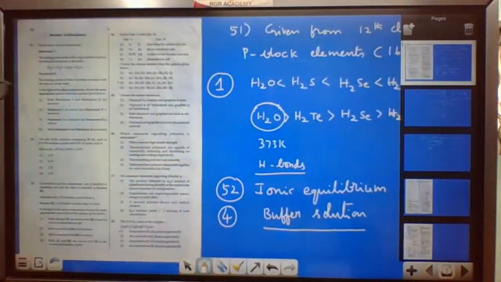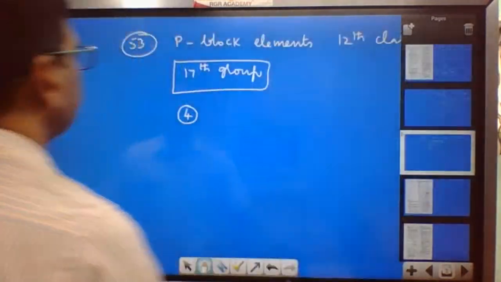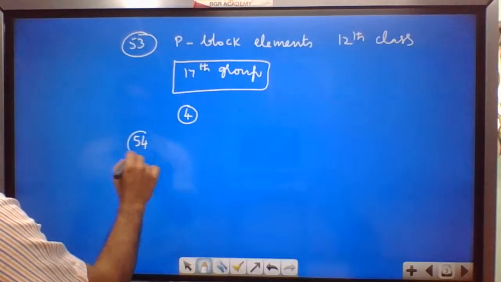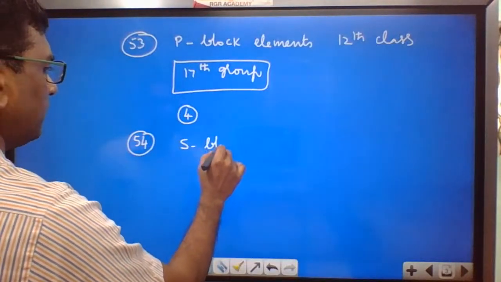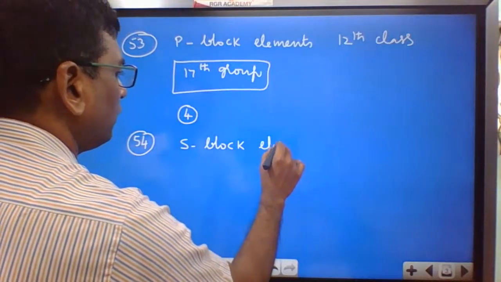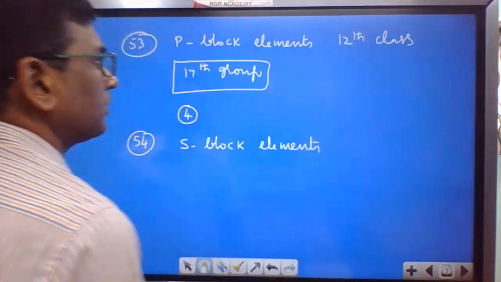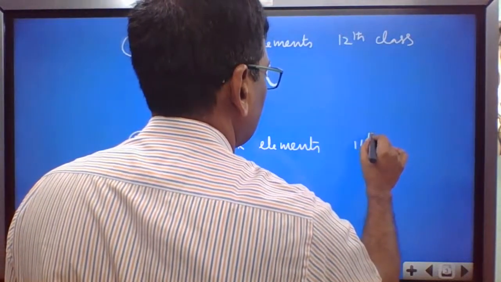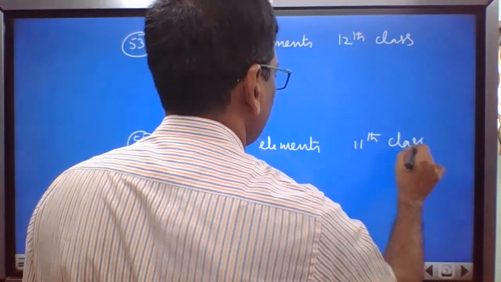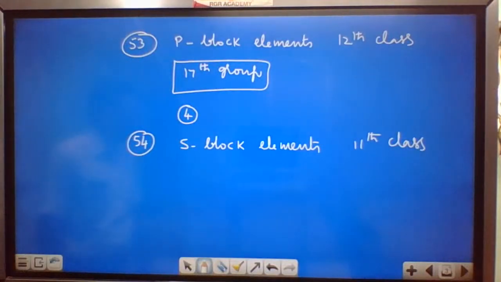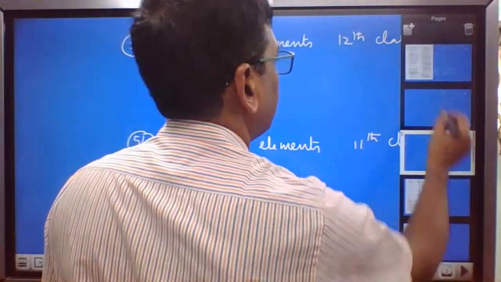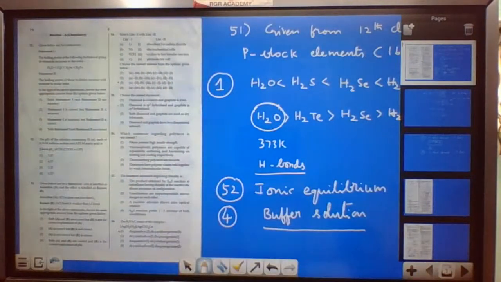Then coming to the 54th question, it is a purely memory based question. It is given from inorganic chemistry, from S block elements. We know that S block elements belong to 11th class. So this question is given from the 11th class S block elements. Let us read the question carefully. It's purely memory based.